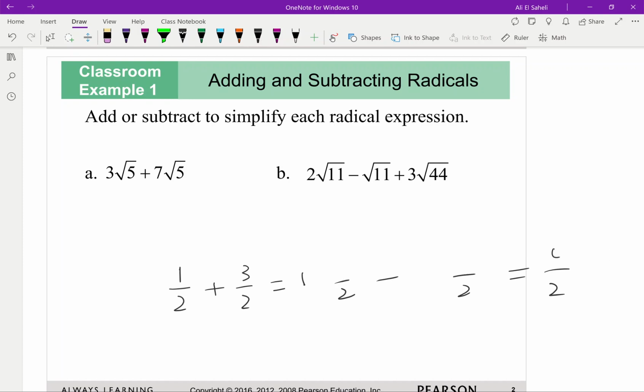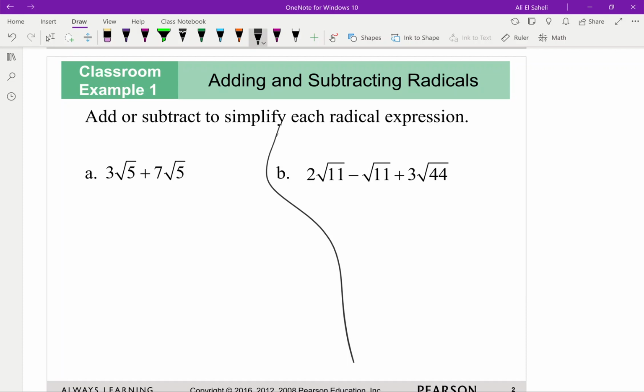Here, it's very similar. You're adding 3 radical 5s to 7 radical 5s. Okay, so what you can do is you can take the radical 5 common, add 3 and 7. So this is 10 radical 5s. So this is similar to the common denominator. Same concept, not same thing, but same concept.